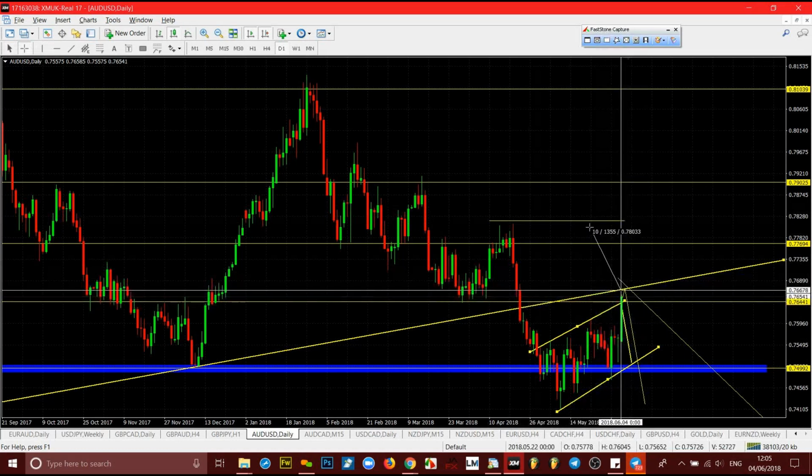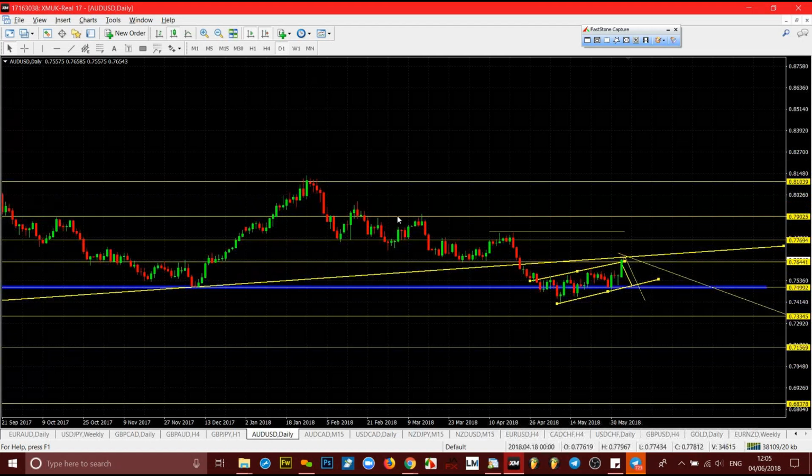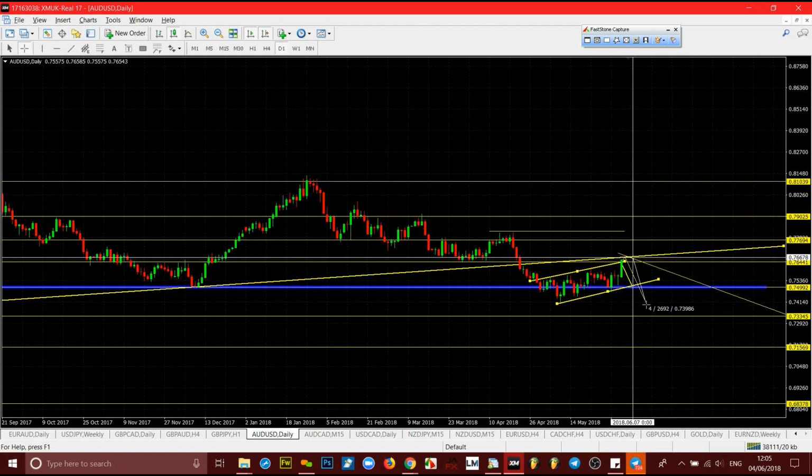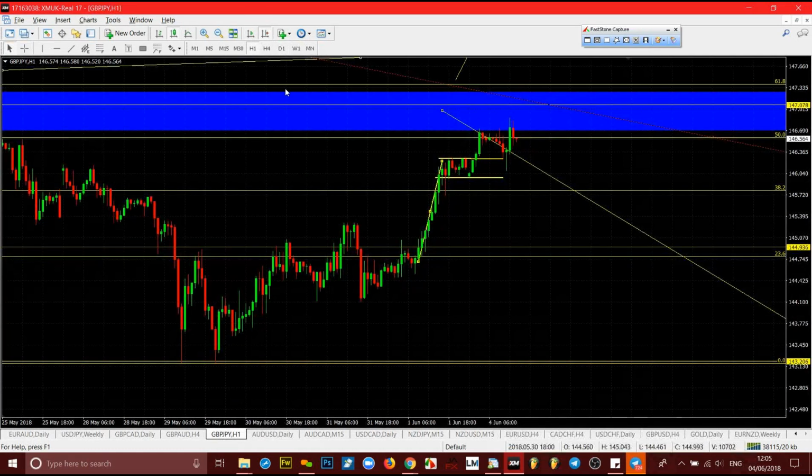How many pips? Yeah, that's massive. Although if you win it, the reward is equally massive. Right now about 200 plus, so it's a 1-to-1. So that one, you might need to let that one go.